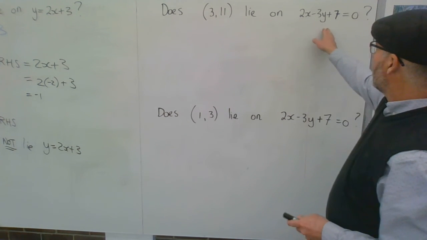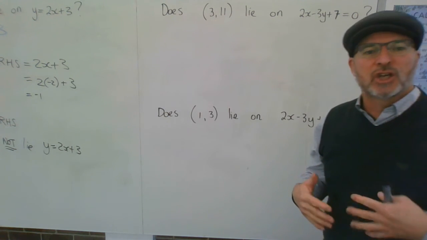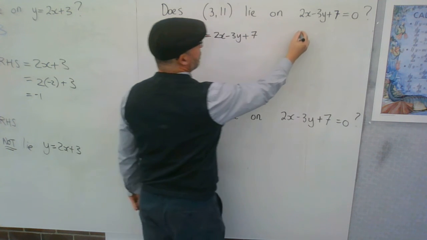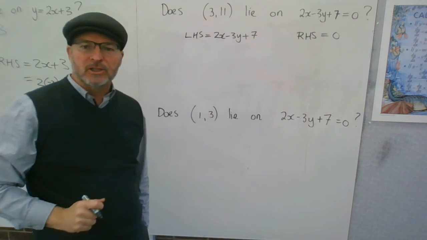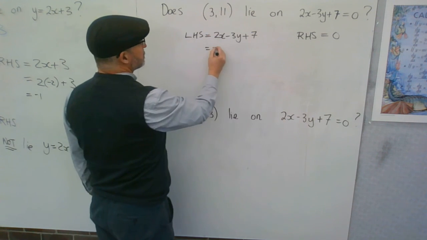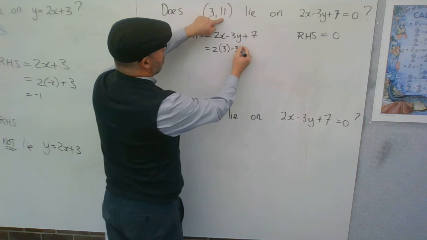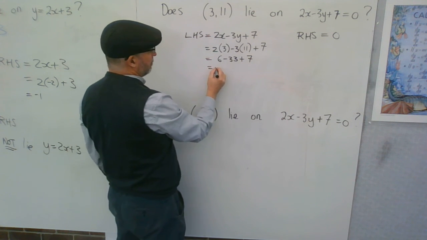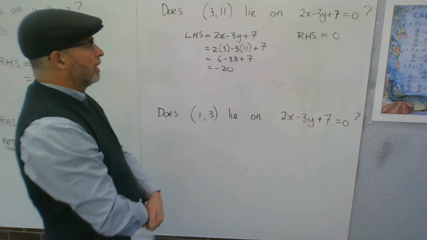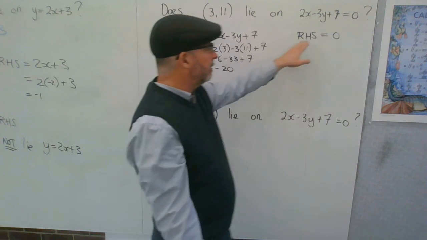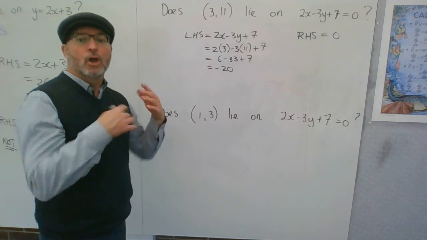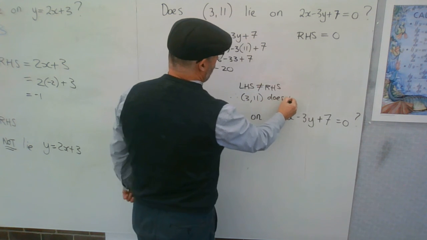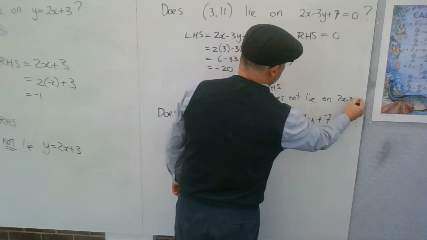Does (3, 11) lie on the line 2x minus 3y plus 7 equals 0? So it's given in general or standard form. Well, the left-hand side is equal to 2x minus 3y plus 7, and the right-hand side of the equal sign is 0. So the left-hand side is 2 times, now x is 3, minus 3 times y is 11, plus 7 equals 6 minus 33 plus 7, which is minus 20. The right-hand side is 0. Already worked out. Does minus 20 equal 0? No, it doesn't. So does the point lie on the line? No. Left-hand side not equal to right-hand side. Therefore, (3, 11) does not lie on 2x minus 3y plus 7 equals 0.